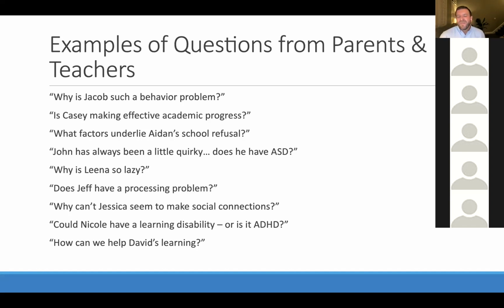The problems have been previously identified, but there's a lack of clarity as to how the different pieces fit together in their profile, or even whether it's one thing or another that might be causing the problem. So listed here are the kinds of questions that parents or teachers or other providers often come in asking, ranging from, why is Jacob having such a behavior problem? What factors underlie school refusal? Why is Lena so lazy? And how can we help David's learning? These are the kinds of questions that might be relevant for a more thorough evaluation.